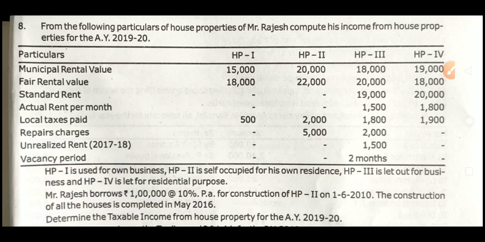And the construction of all the house properties is completed in May 2016. That doesn't matter. And they asked you to determine the taxable income from house property for the assessment year 2019-20.